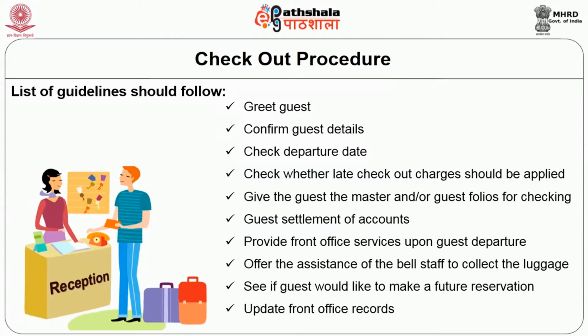Number ten, see if guests would like to make future reservations, if there are any planned vacations or future trips coming up, and see whether an onward reservation can be made in another hotel within the chain. And finally, number eleven will be to update all the front office records. The most important one is to update the room status. It is important to do this so that the other departments can accurately know the room status and guest status for further follow-ups.